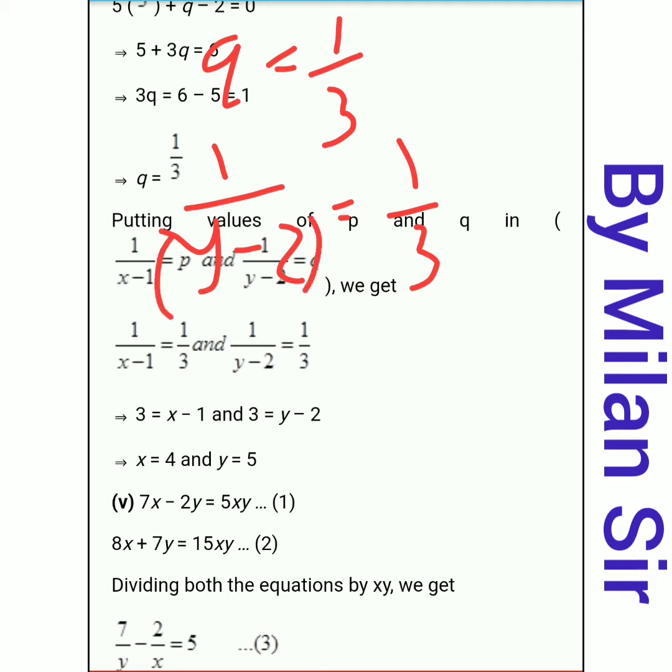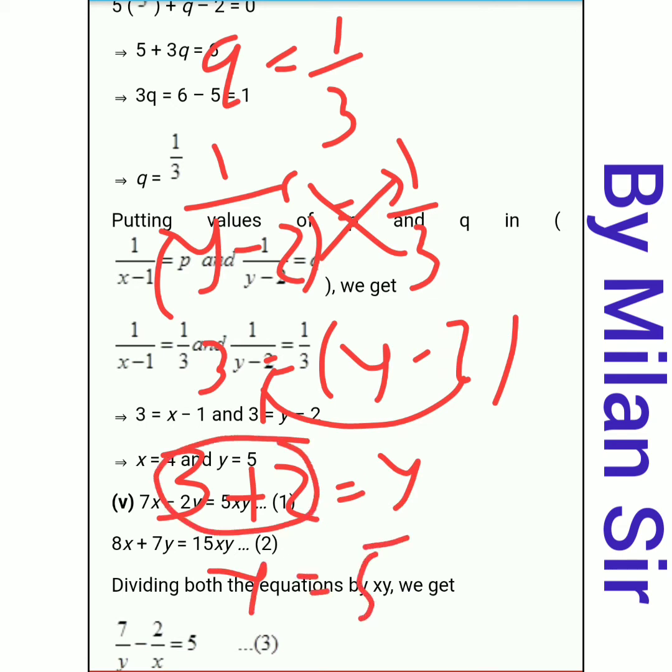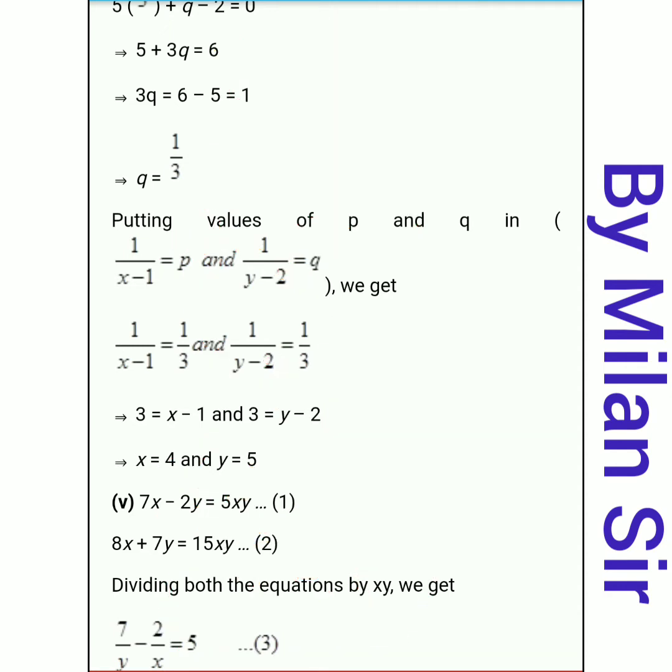Now same thing, do the cross multiplication process. So 3 ones are 3 and here y minus 2 into 1, it is y minus 2. Now transfer this minus 2 to the left hand side, it becomes plus 2. So y is equal to 3 plus 2, 5. Okay, so y is equal to 5. So x is equal to 4, y is equal to 5. This is the solution of this equation.